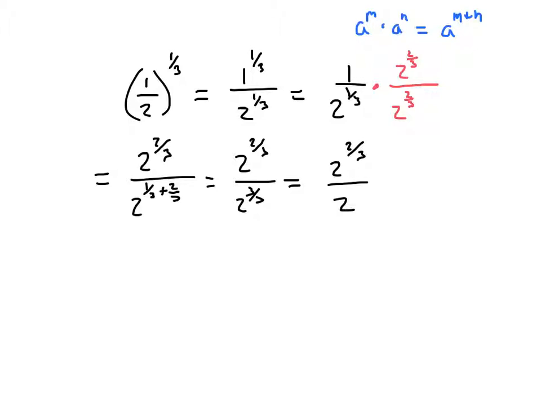Can you cancel the 2's? No, you cannot cancel the 2's, because that one on top is not really a 2. It's a cubic root of 2 squared. Okay? So we can't cancel the 2's. We would have to leave it like this.